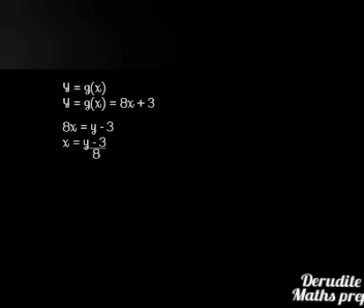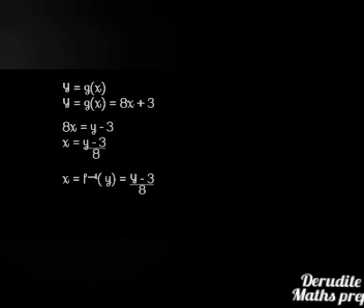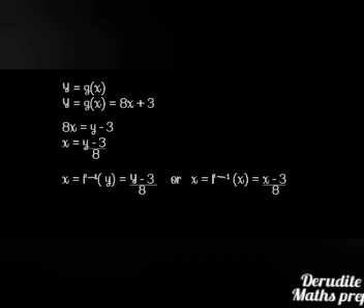Now we have just made x the subject of the formula. How do we represent it? We write it as x = g inverse of y, which equals (y - 3)/8. Or it can be represented as g inverse of x, which equals (x - 3)/8. Now you can represent it in both ways. They still mean the same thing, but most of the time the second is what you see more in your textbooks.